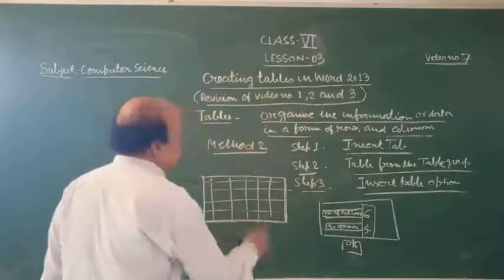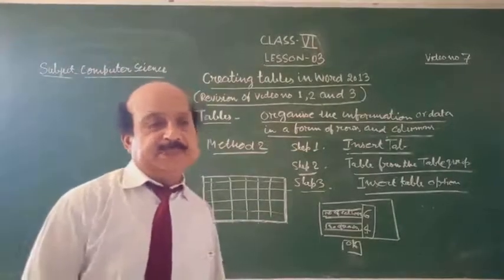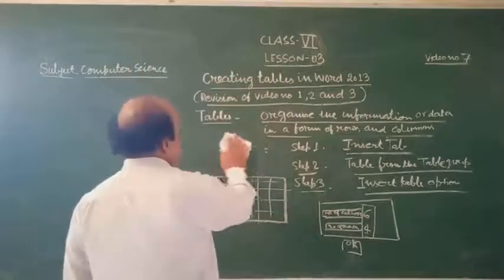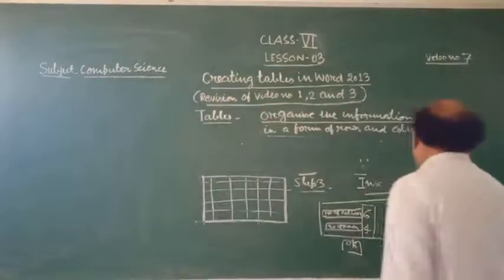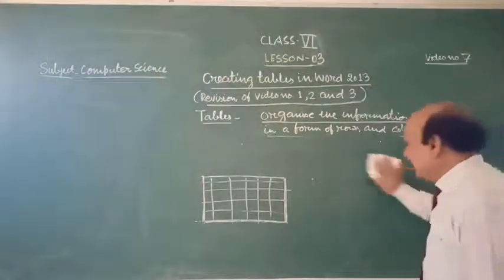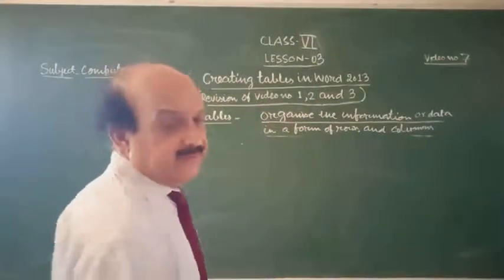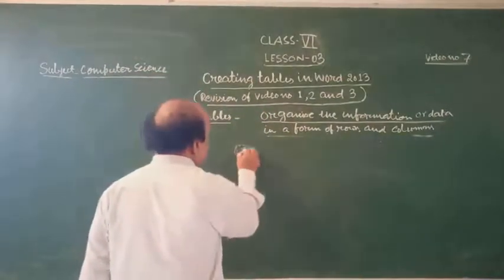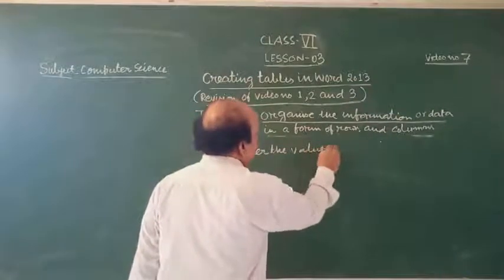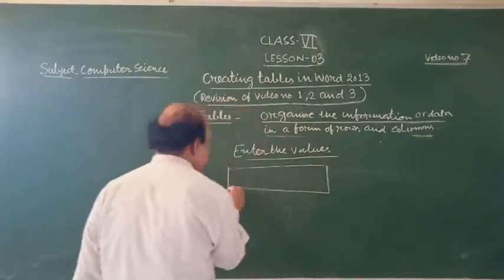This is the second method how we can insert a table. Is it clear? Now, entering the value, how we can enter the value in the cells? It's very easy. Enter the values. So it means you have created a table like this one.